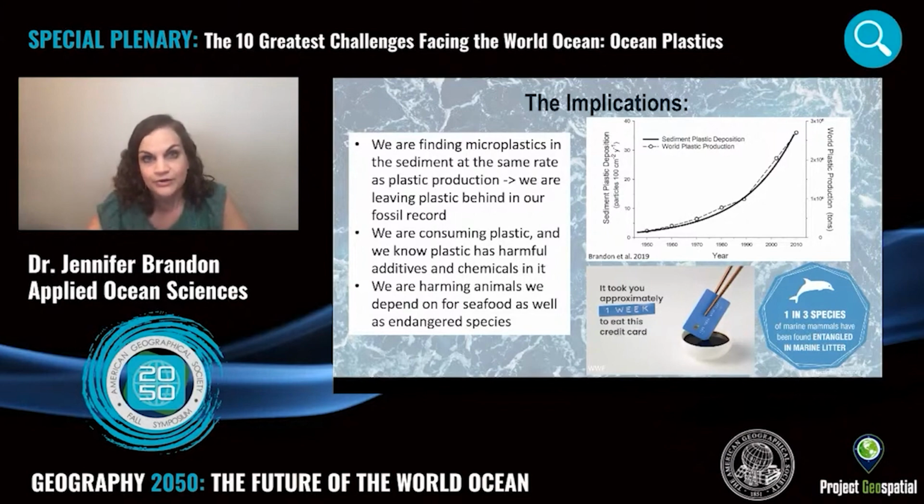We know that 1 in 3 species of marine mammals have been entangled in marine litter. Every other sea turtle that is out in the ocean, so 52% of sea turtles out in the ocean, have consumed marine plastic. 86% of sea turtle species have consumed plastic, as well as many seabird species. So we're harming animals that we care about that are endangered, as well as animals that we depend on for seafood.